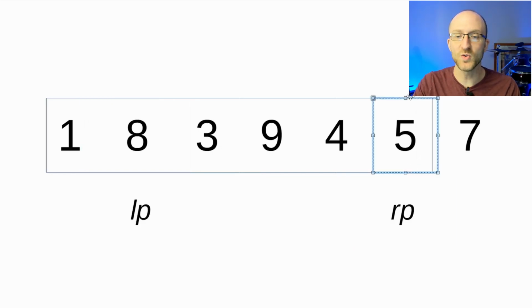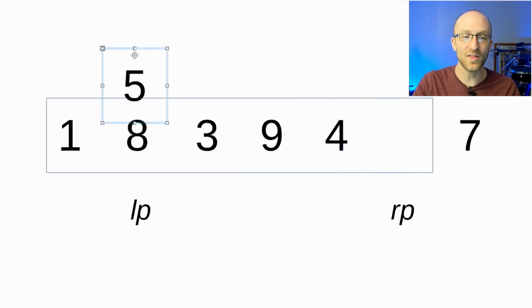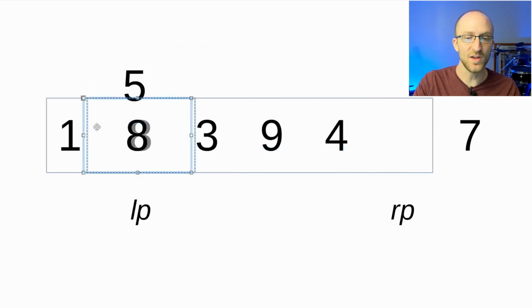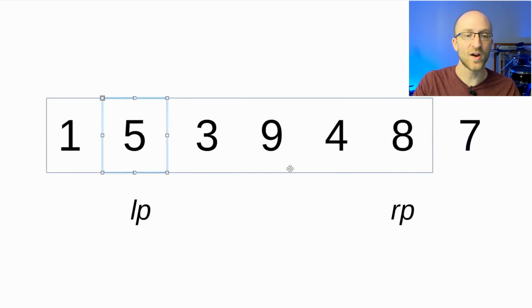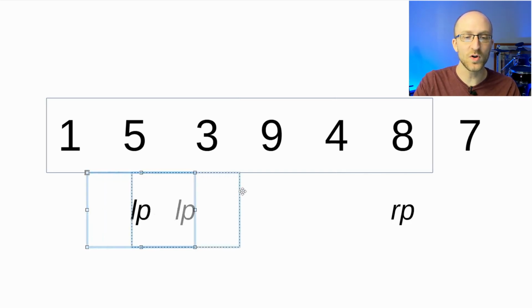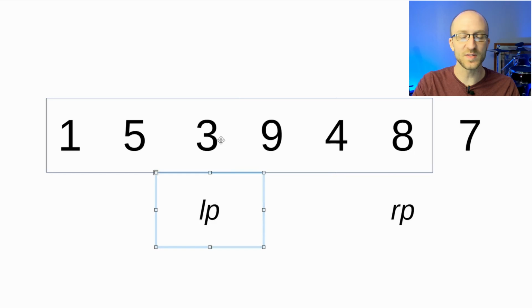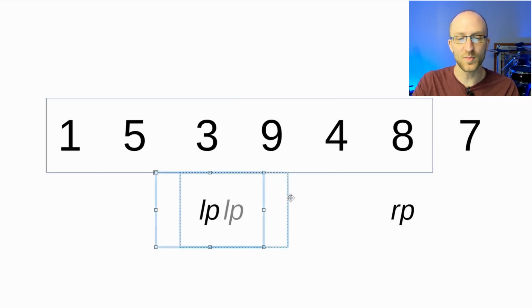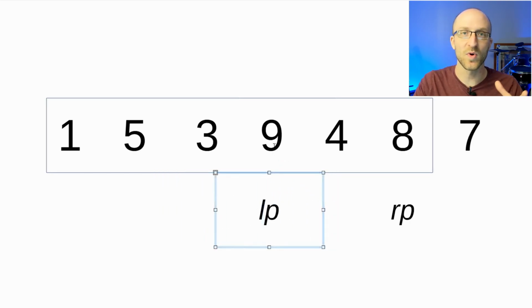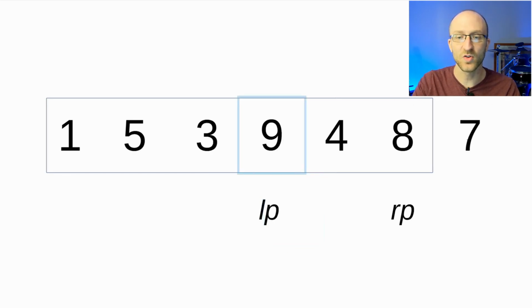At that point, we're going to swap the numbers at those 2 pointers. So our 8 will move over here where the 5 was, and the 5 will move down here where our 8 was. Then we repeat that process. We move our left pointer over one spot. So our left pointer is pointing at the number 3. Is 3 greater than 7? No, it's not. So we move our left pointer over to point at the number 9. Is 9 greater than 7? Yes. So we stop there with the left pointer pointing at 9.